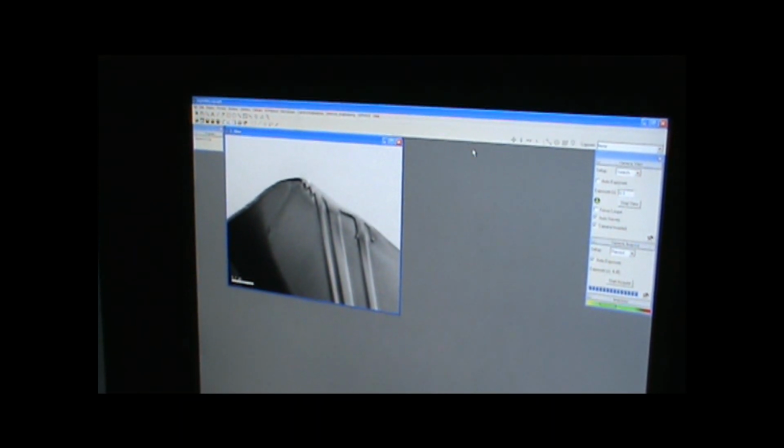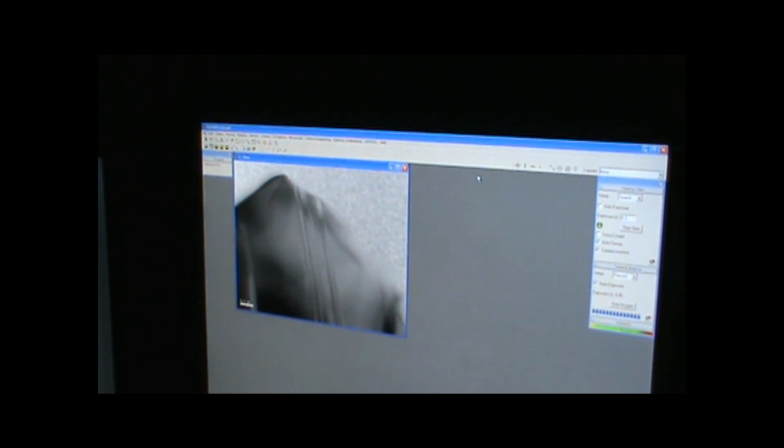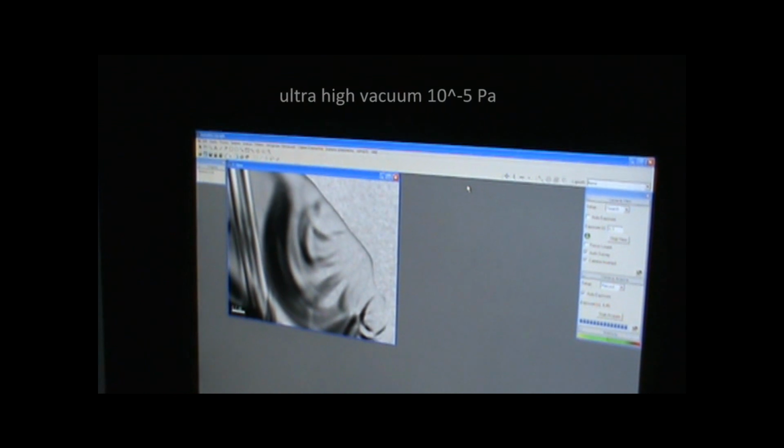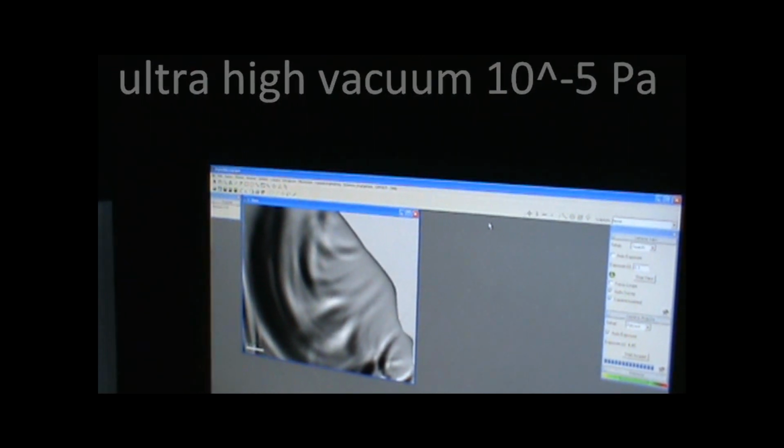Due to the strong scattering of electrons in air or any other gas, ultra-high vacuum is required inside the stage in order to obtain a controlled and coherent electron beam, and also to keep the specimen clean. The vacuum inside the stage of a typical TEM is on the order of 10 to the minus 5 pascals.